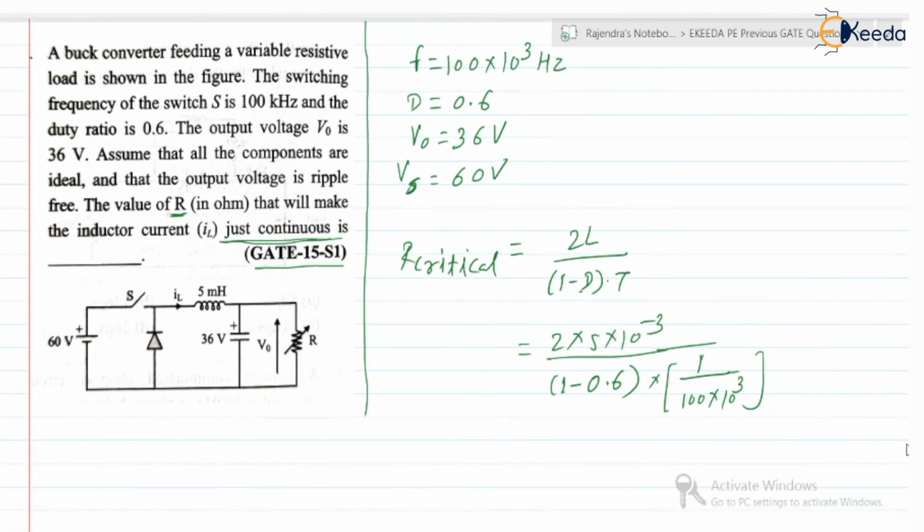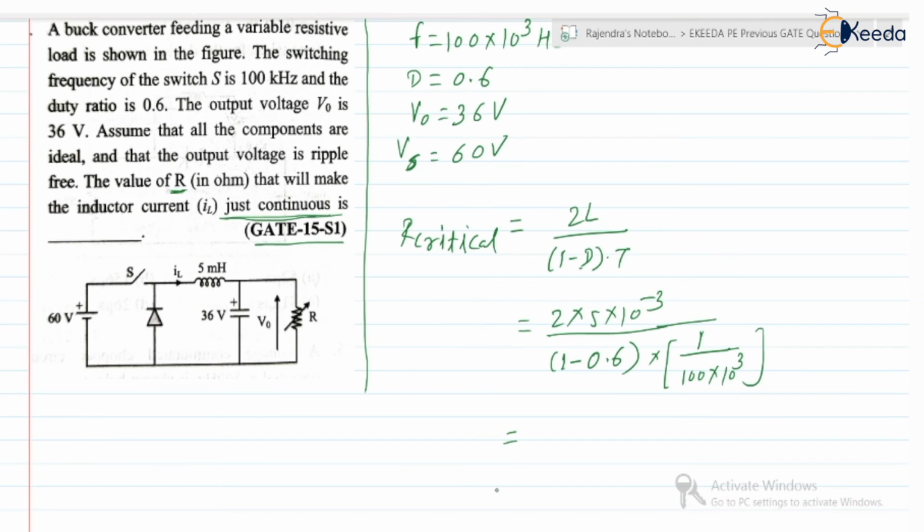So from this we can write it is equal to 100 into 5, that is 10 divided by 0.5, which is 2500. 5 ohm. This is the value of R critical.